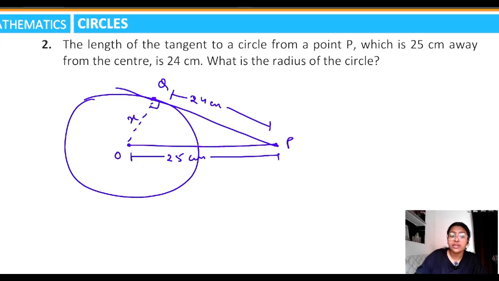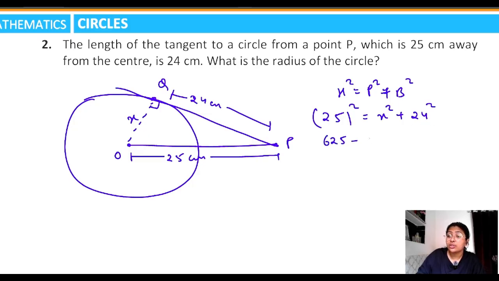Again, it is a right angle triangle. We can apply Pythagoras theorem to find out the third side. So it is going to be hypotenuse square is equals to perpendicular square plus base square. Hypotenuse is 25, the side which is opposite to the 90 degree, and the perpendicular is x, and the base is 24. Okay, 25 square is 625 minus 24 square is how much? 576 is equals to x square.